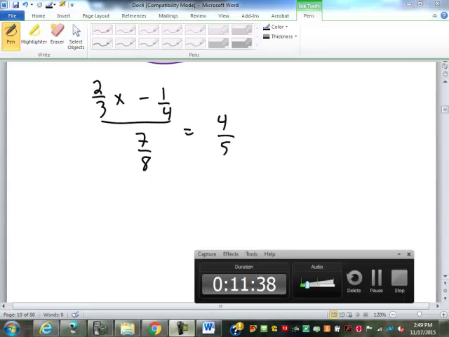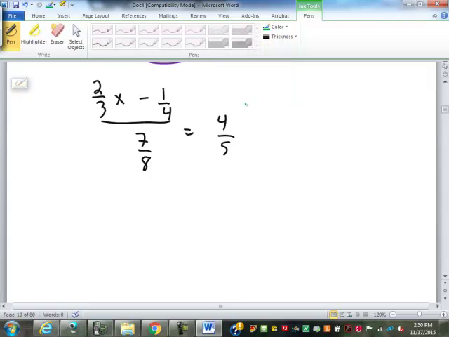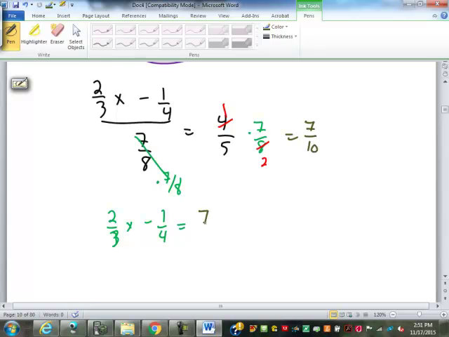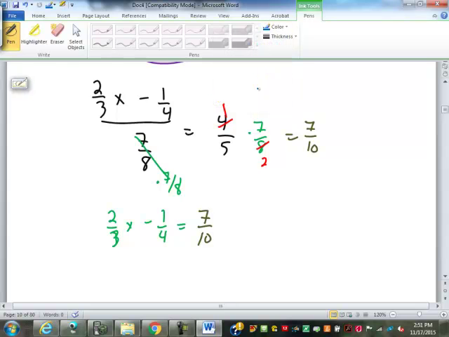We'll try another one just to make sure you've got it. I know some of you are still working, but let's take a look at this. First step is going to be what? Multiply by 7/8. So this is 2/3 x minus 1/4 equals. Now we can cross cancel the 4 and the 8 to give me 2 and 1. So that's going to multiply to make 7 over 10. Got that part? Good. Now what?